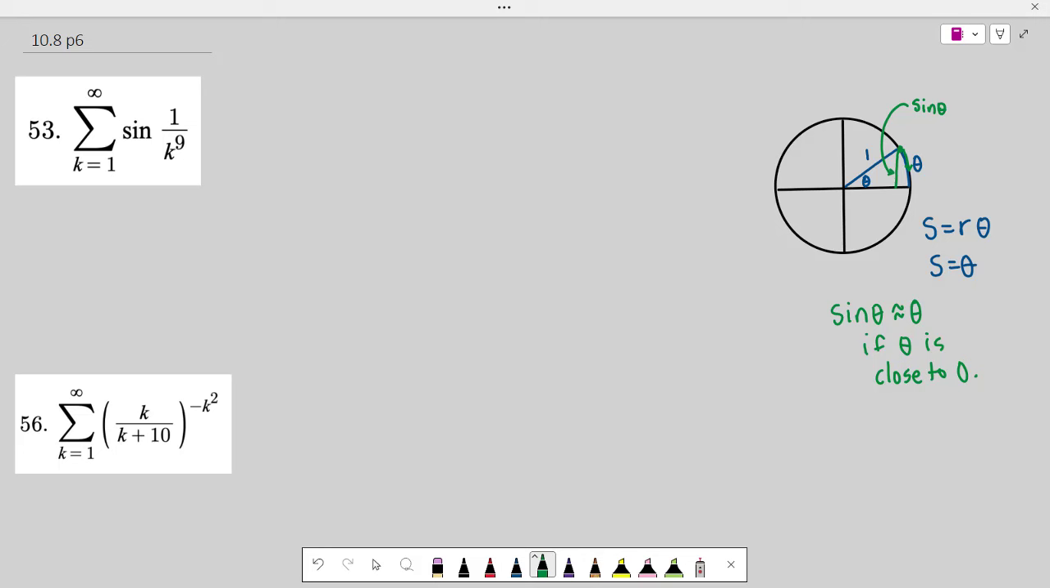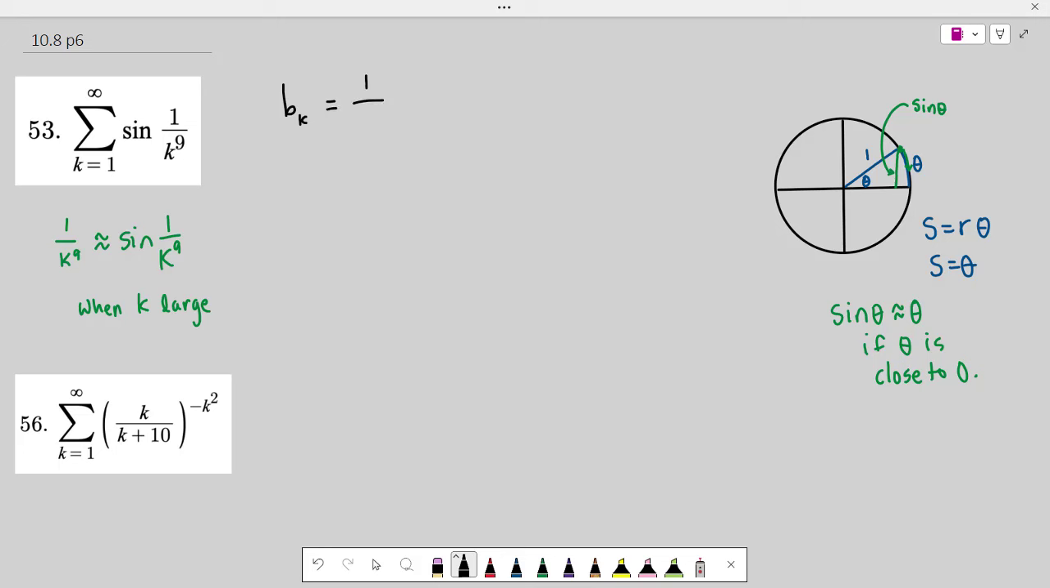So what Daniel said originally was if we get rid of the sine, then we have a p-series. And that's what we're doing, because this angle is going to 0. The angle is 1 over k to the 9, and that's approximately equal to sine of the angle when the angle is near 0. So when k is large, the fraction is small, close to 0. That is exactly the strategy we should try first. Let's see if it works.